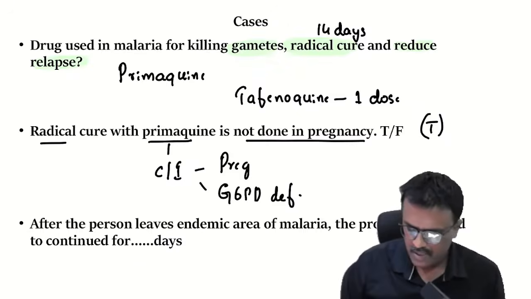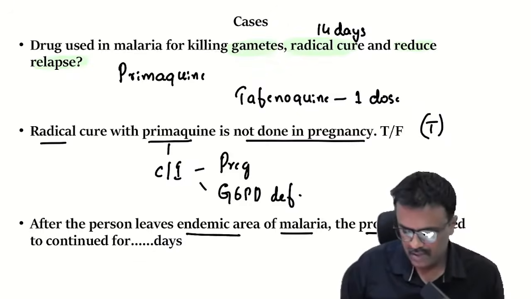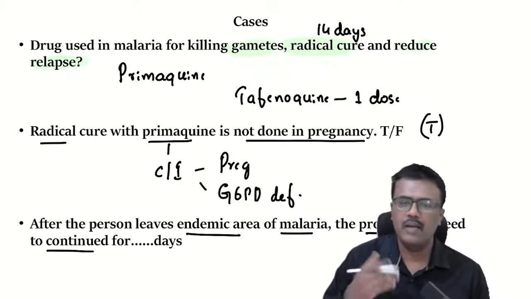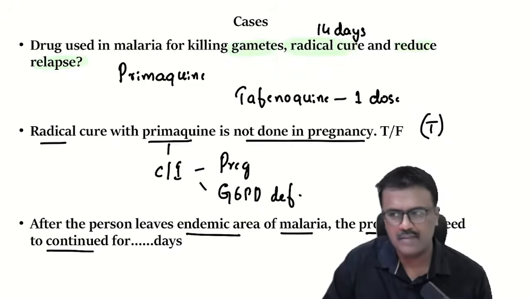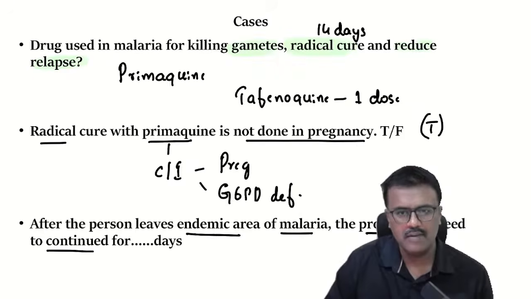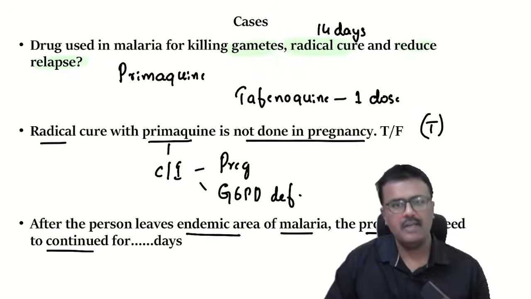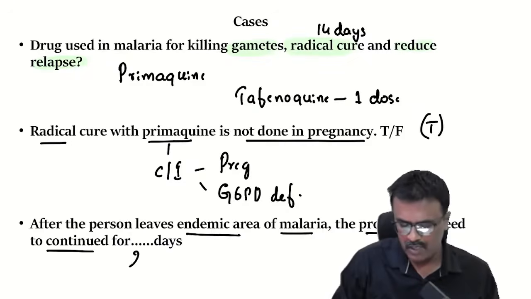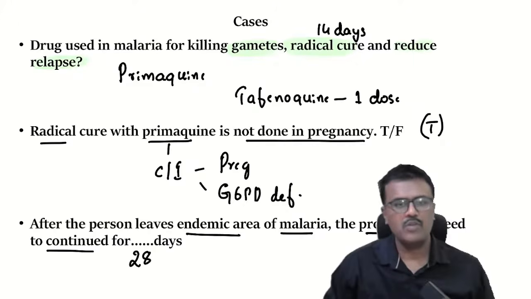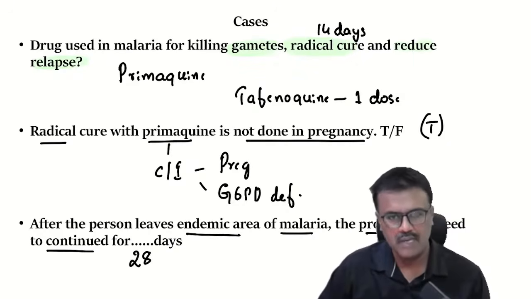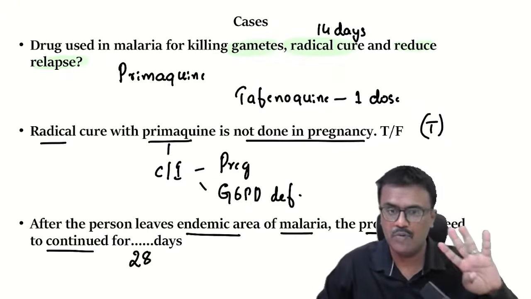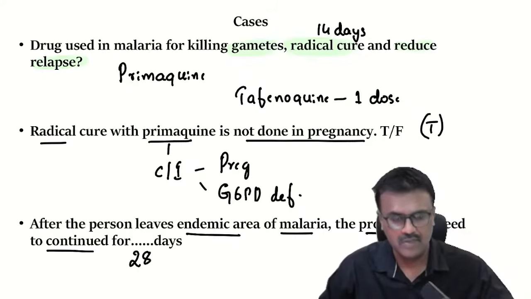After the person leaves an endemic area of malaria, the prophylaxis needs to be continued for how many days? Usually when somebody goes to a malaria endemic area, they have to take prophylaxis. If it is doxycycline, we start 1 to 2 days before the journey and give it daily during the journey, and after coming back also they have to take it for 28 days. Suppose you are giving mefloquine, which is longer acting, it can be started 1 to 2 weeks before and taken every week during the journey. After coming back also, mefloquine should be taken for 4 weeks. So this is very, very important.